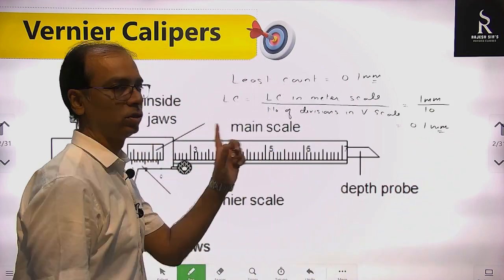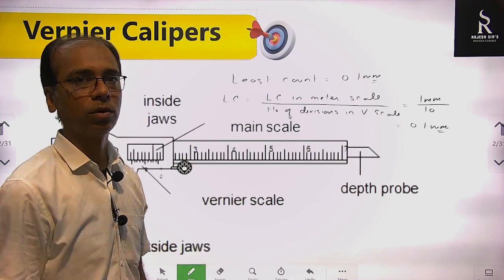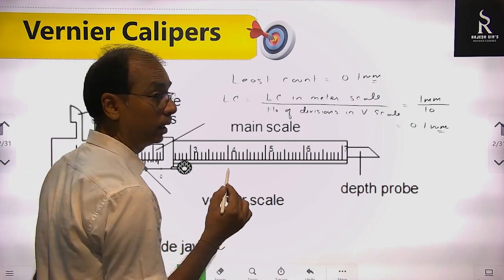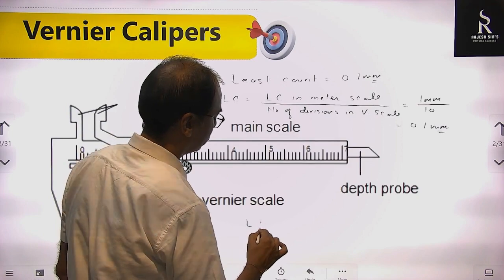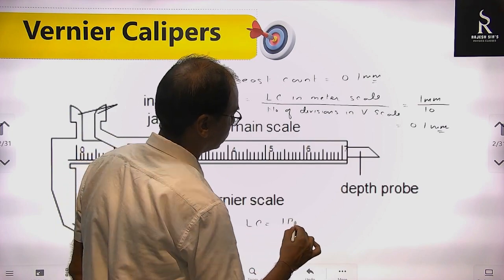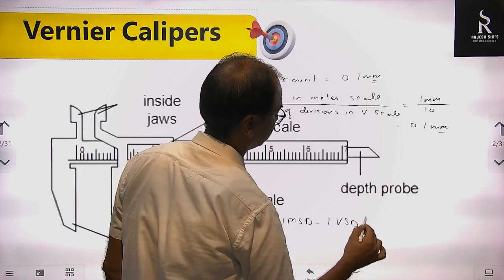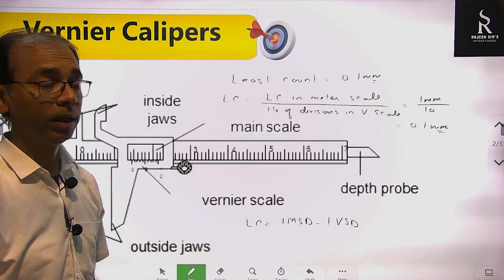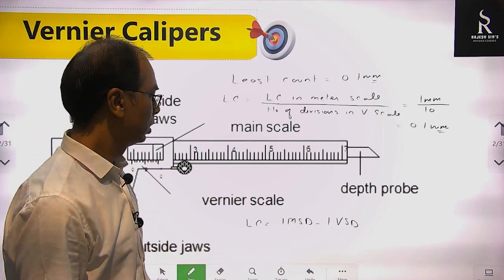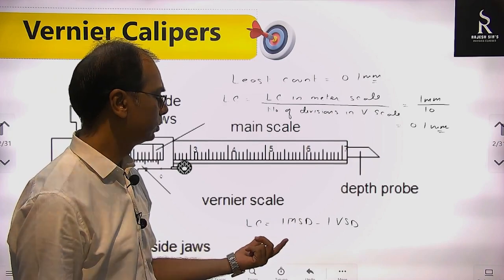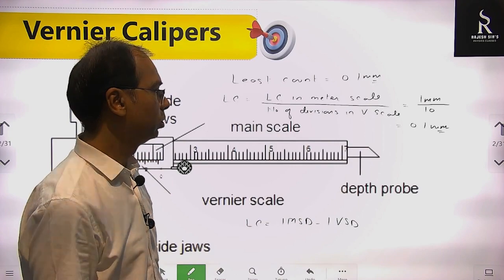This is one of the ways. Another way is also there in which we measure least count, and many questions have been asked on that one. Least count is 1 main scale division minus 1 vernier scale division. This is one formula, but they use it in numericals. How will the numerical be given to you?